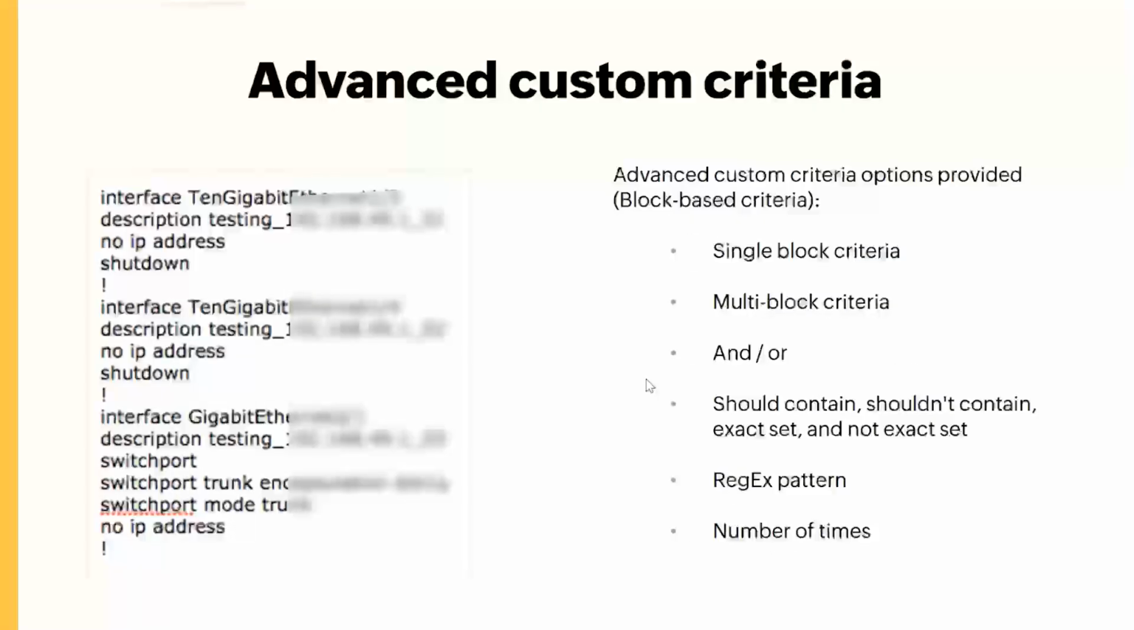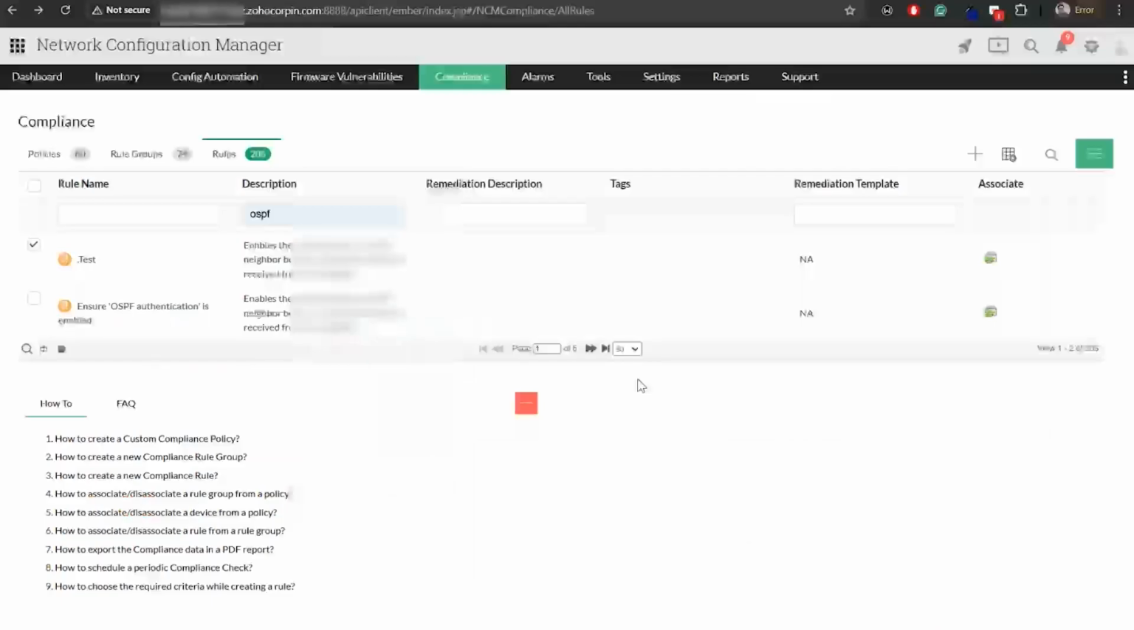Next up is the advanced custom criteria. This is basically a mixture of both the simple criteria and the advanced criteria. Here you have the option to use a single block criteria as well as a multi-block criteria. You can also use the AND or OR functions, the regex patterns, and specify the number of times a pattern must be present. So let me show you that in the UI.